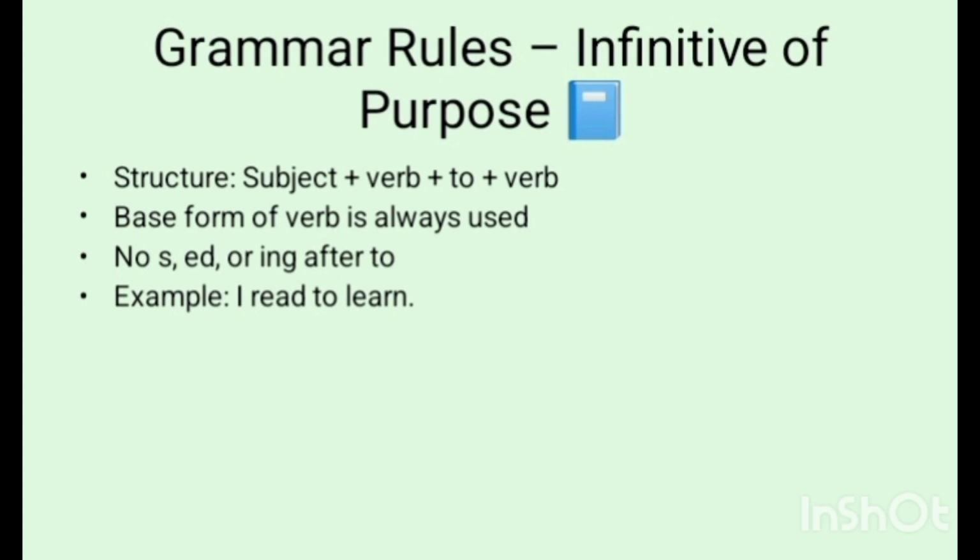Now we will learn some grammar rules. The structure is very simple. Subject plus verb plus to and base verb. Always remember, after to, we use the base form of the verb. We do not add s, ed or ing. For example, I read to learn. Here, learn is the base verb. This structure is very important for exams.